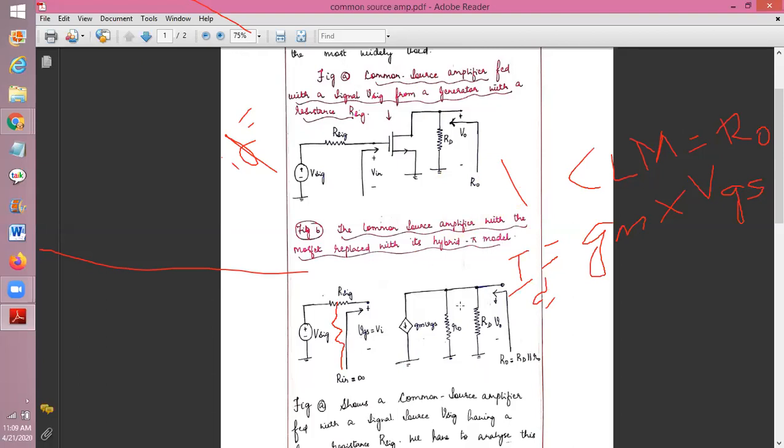So how to find the input impedance? Please write this down, everyone. ID is equal to GM into VGS. Very, very important. Throughout your engineering life, ID is equal to GM into VGS. See here, how to find the input resistance?